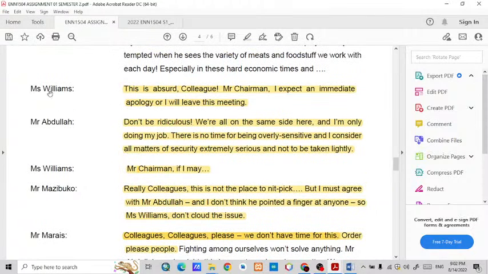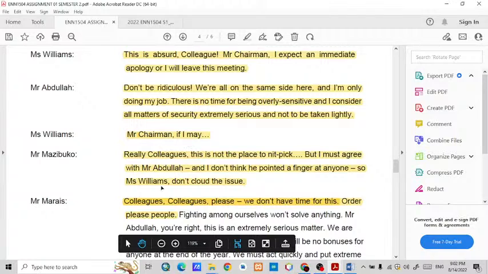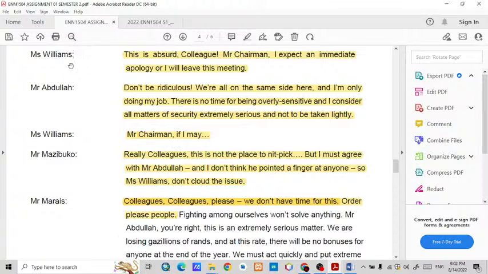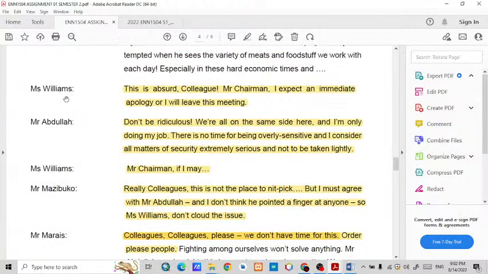Because if you look at Miss Williams, she's trying to defend her department, saying that they are not really thieves, and they are not really addressing the issue at hand. Are they really addressing the issue of increasing criminality? No. And then most of this does not really need to be included in your minutes. No one needs to know that there was a back and forth exchange of words between Miss Williams and Mr. Abdullah. So it's not really important.